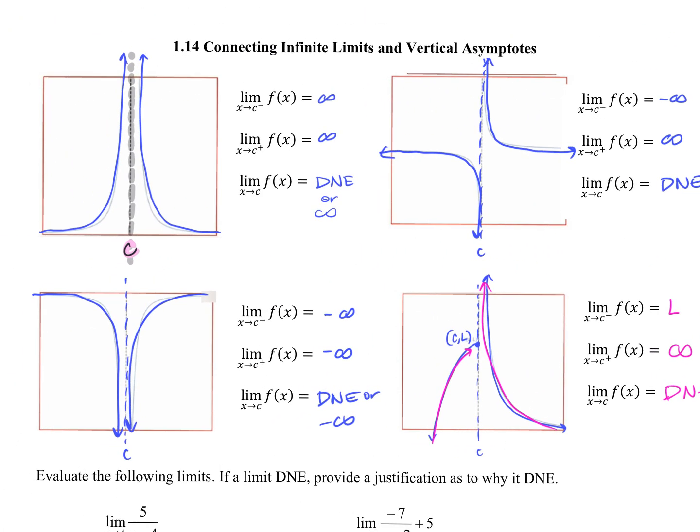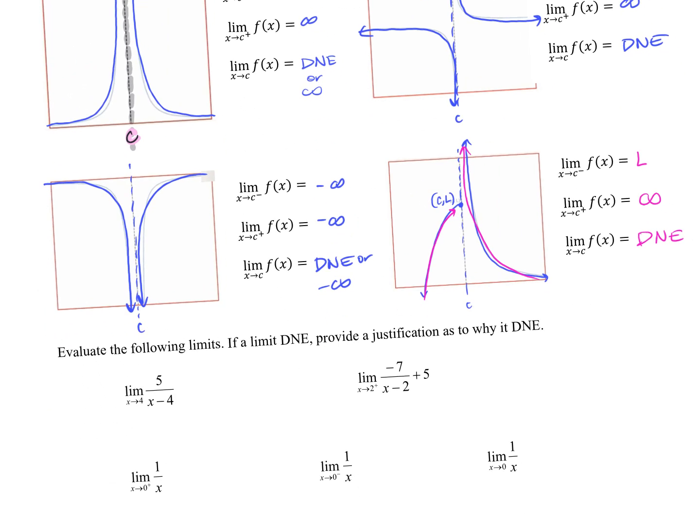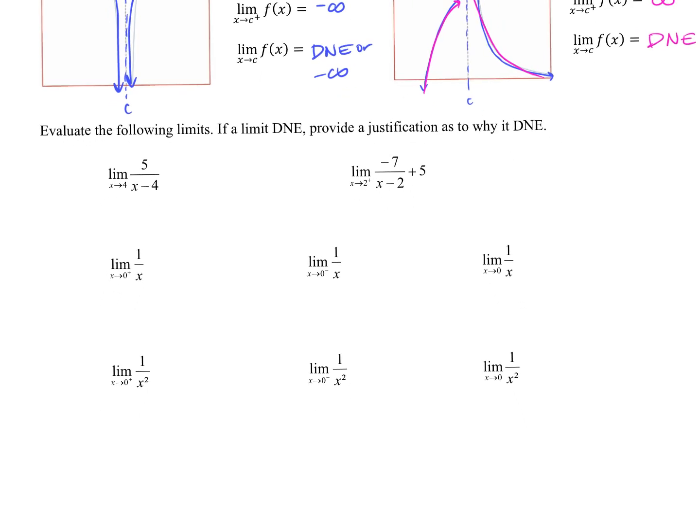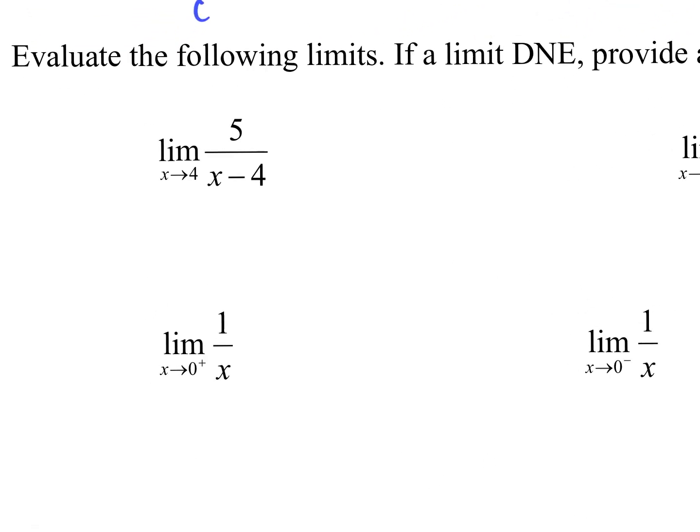The big takeaway of these four pictures, which did not print nicely at all: when there is a vertical asymptote, what is my limit every time? Does not exist. We're involving infinities anytime there's a vertical asymptote. Deal?